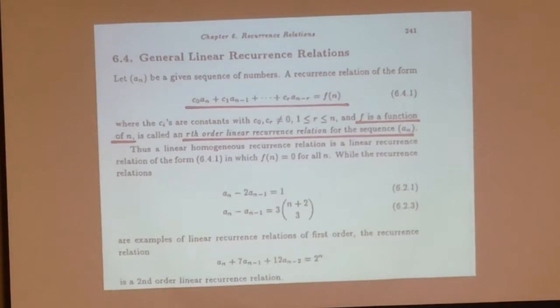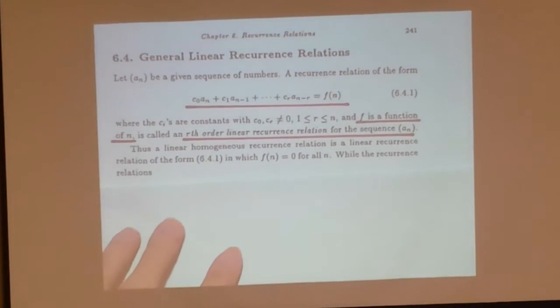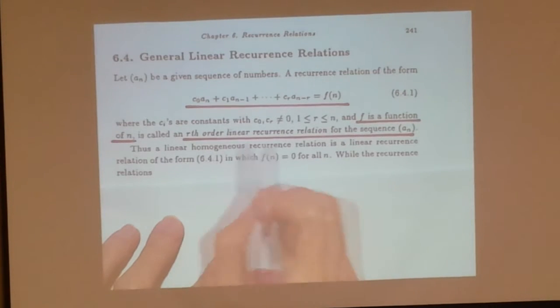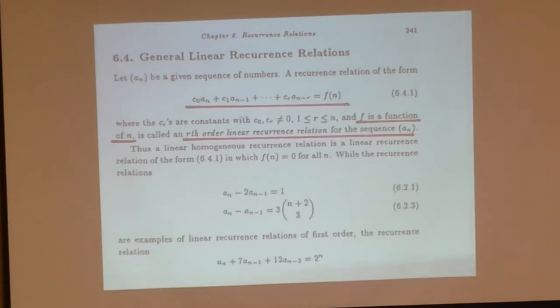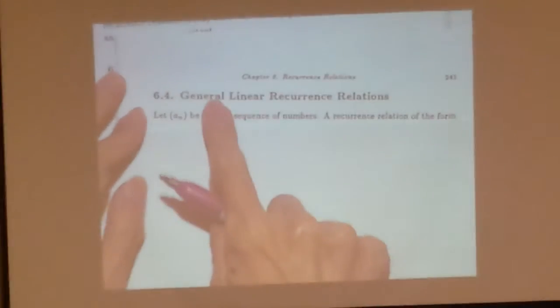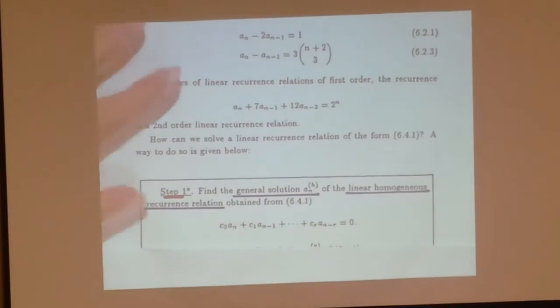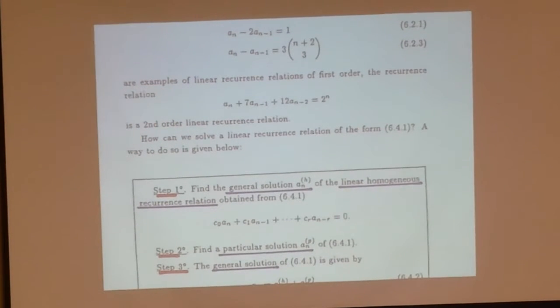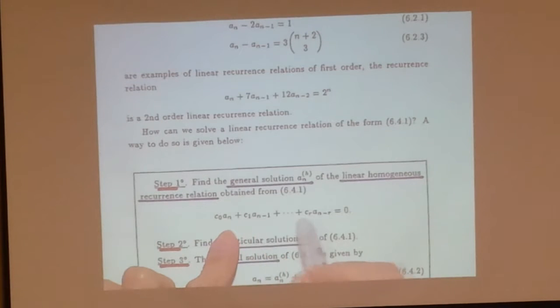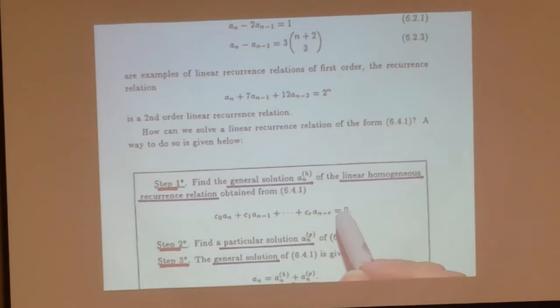So what I just told you is written here. When the right hand side is 0, we call it a homogeneous recurrence relation. And now we are going to look at how to solve a linear recurrence relation. You'll find that there are actually two steps, if you don't count writing out the characteristic equation.